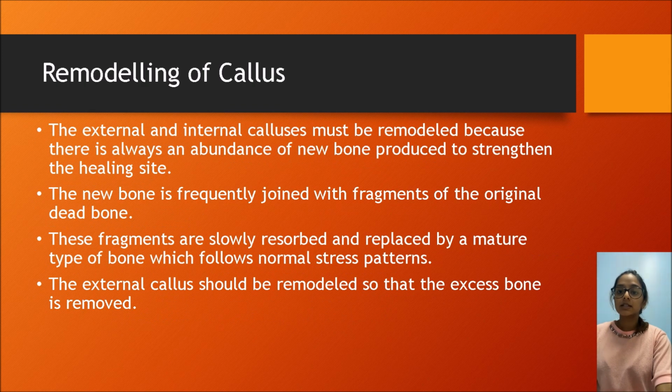Remodeling of callus is basically when the external and internal calluses must be remodeled because there is always an abundance of new bone produced to strengthen the healing site. The new bone is frequently joined with fragments of the original dead bone. These fragments are slowly resorbed and replaced by a mature type of bone, which follows normal stress patterns. The external callus should be remodeled so that the excess bone can be removed.